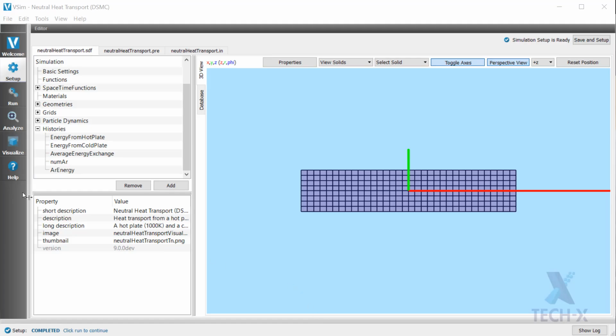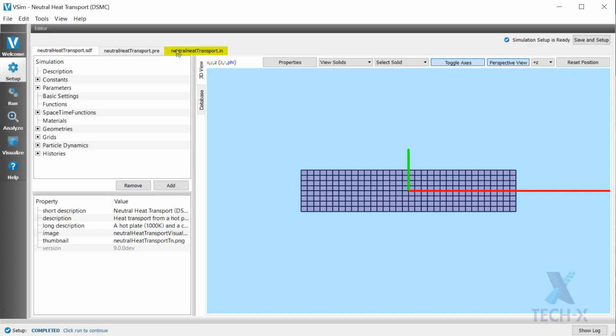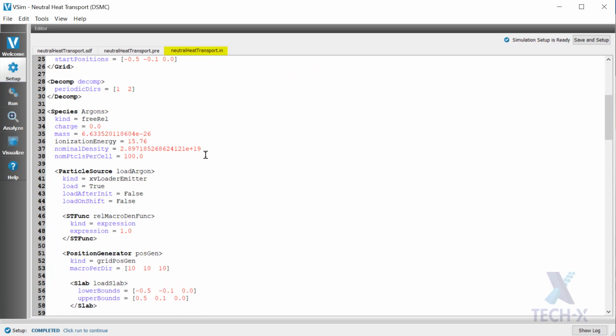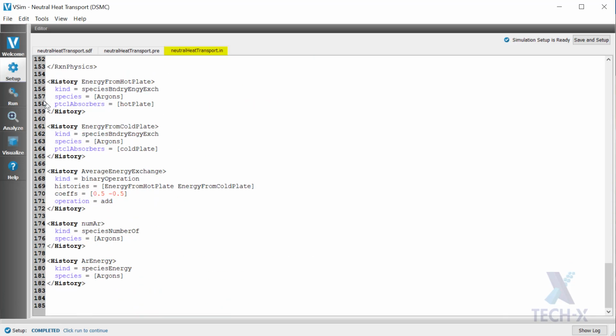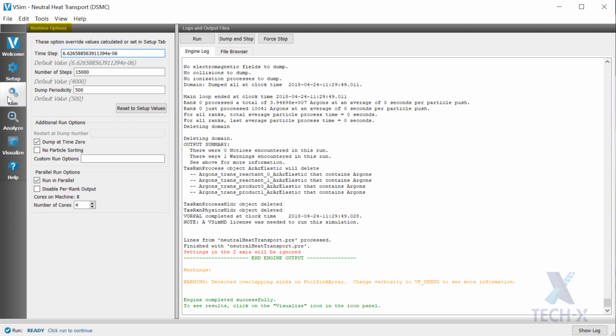So now that we have set up the entire simulation, we want to go ahead and run it. So we save. That generates this in file, which is what the simulation actually reads. And you can look through that and see all the details if you want. But it's essentially just a summary of all the things we set up visually. Then we click Run, and we can see we have a few parameters for our run.